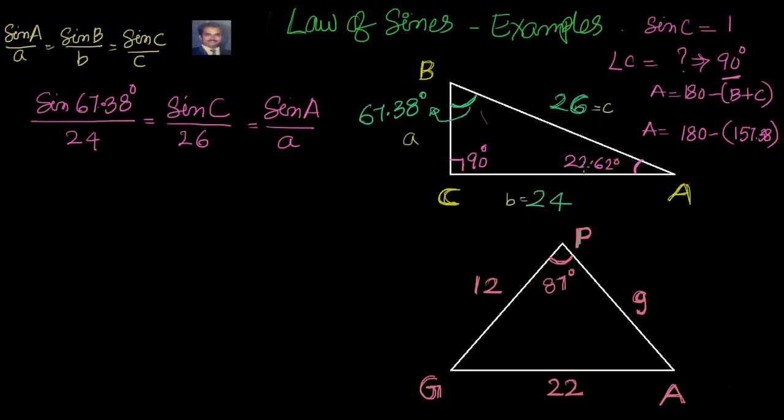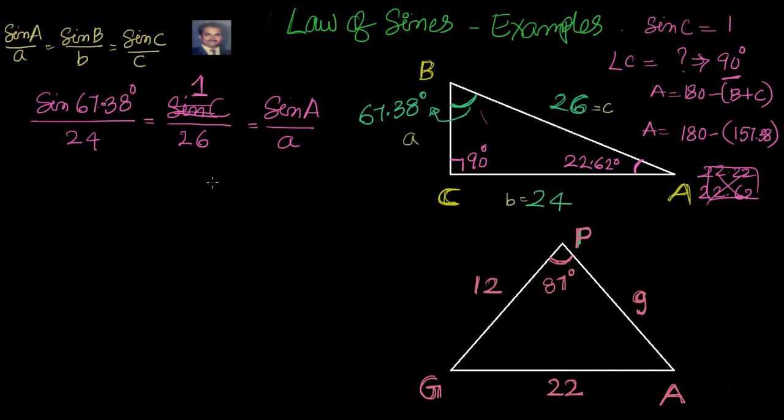22.62 degrees. Just remember, we are not actually looking into degrees and minutes, we are looking only into degrees. So 22.62 degrees. Generally, whenever you do 180 minus 157.38, there is a chance of you writing 22.22. Be careful, it is 22.62. Just a small tip. Now we have found this is nothing but equal to 1, because I know C equals 90 degrees, and sine 90 is 1.